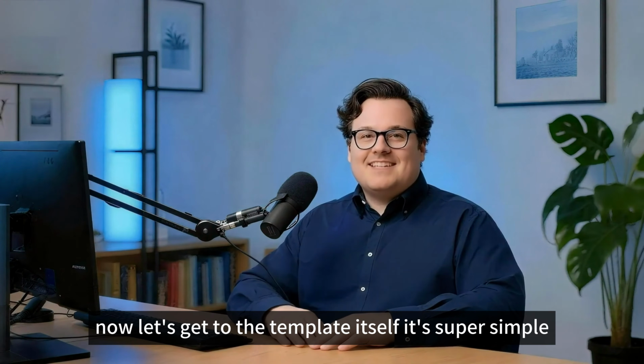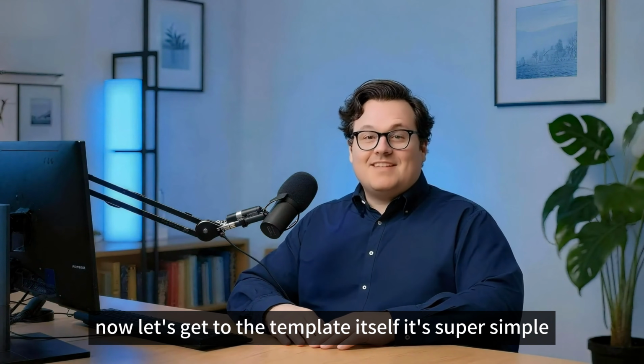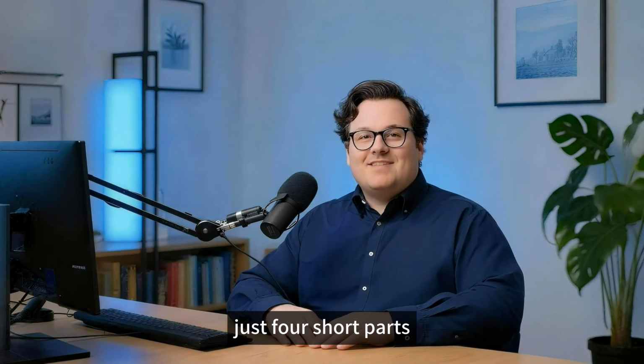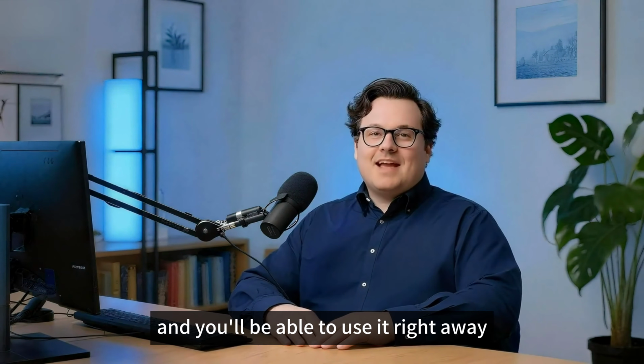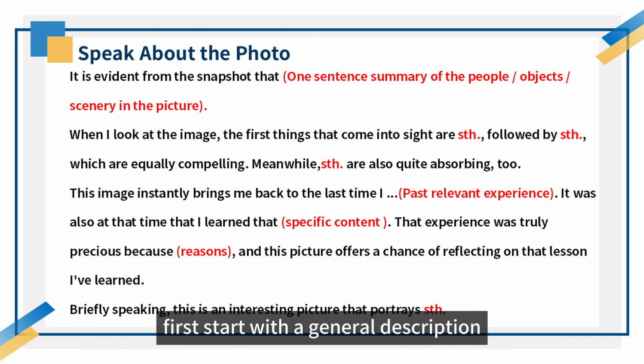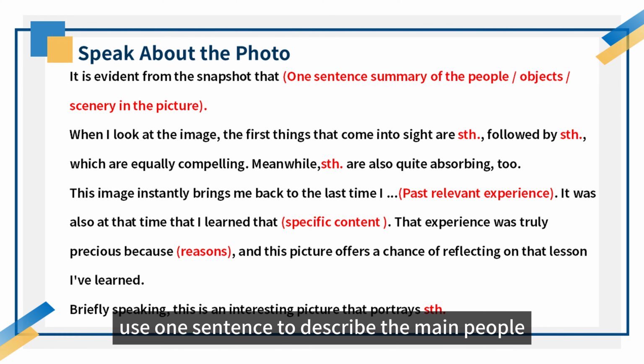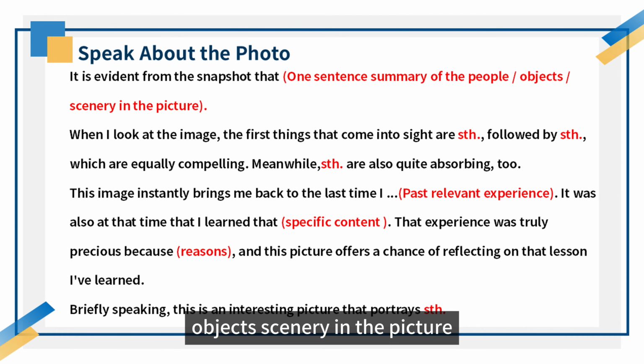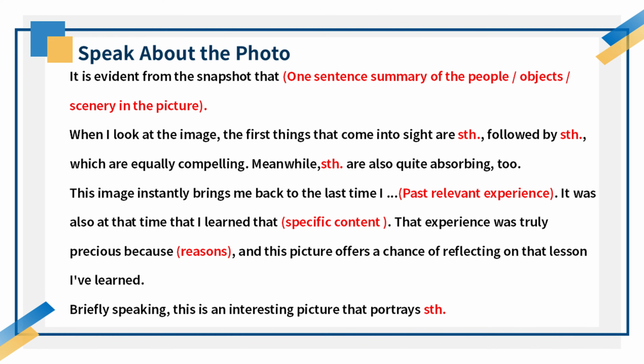Now, let's get to the template itself. It's super simple, just 4 short parts. Follow my steps, and you'll be able to use it right away. First, start with a general description. It is evident from the snapshot that use one sentence to describe the main people, objects, scenery in the picture. This is your topic sentence. Just tell the examiner what the main focus of the picture is.